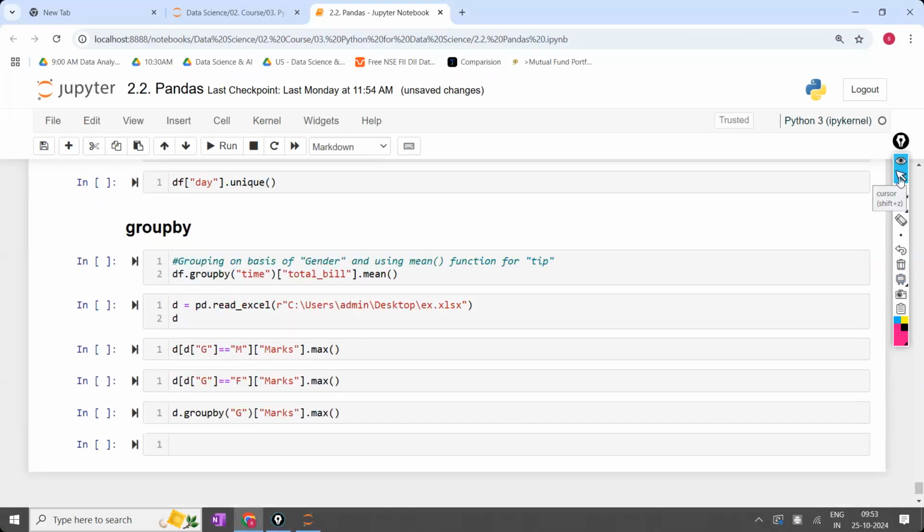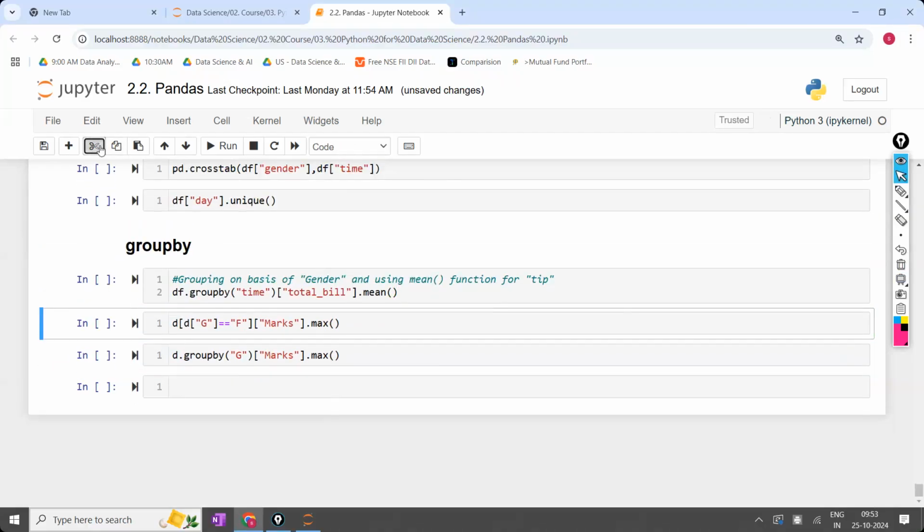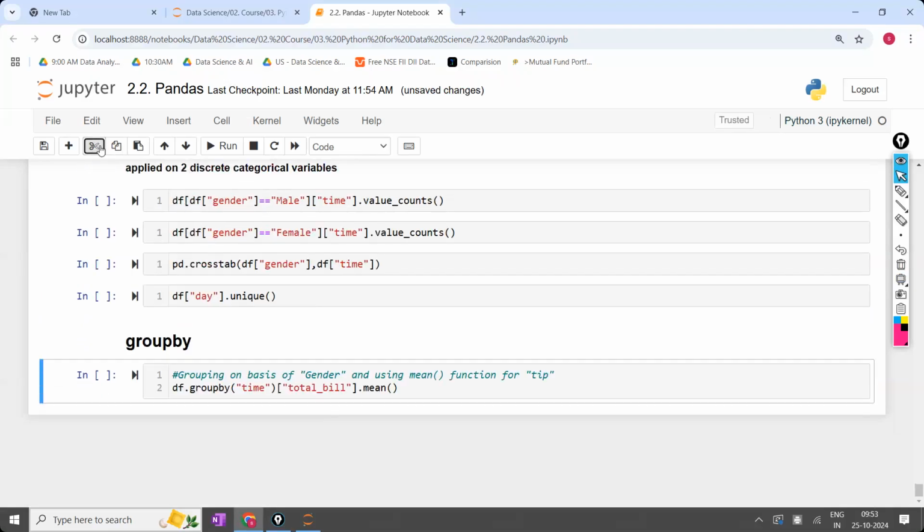And already I told you what is meant by crosstab. What is the crosstab meaning? Sorry, not crosstab, group by. What is the group by meaning? It is going to group the records. Now tell me, df of group by of time. What is the meaning up to here? Based on the time, it is going to separate the groups.